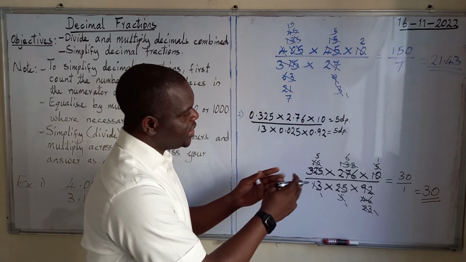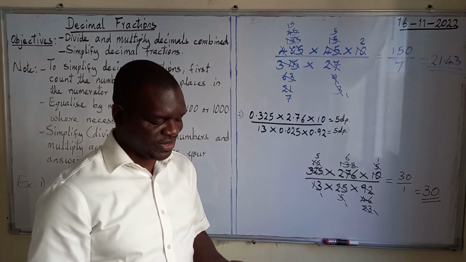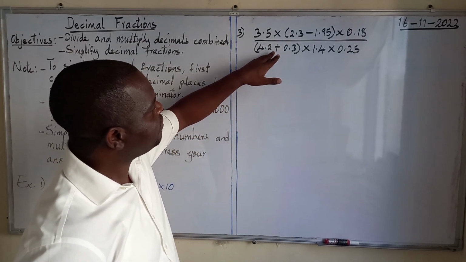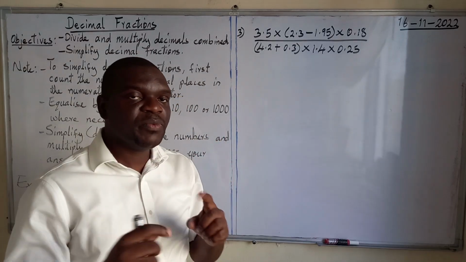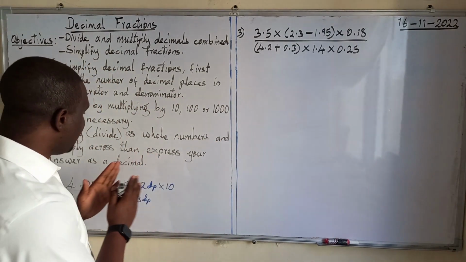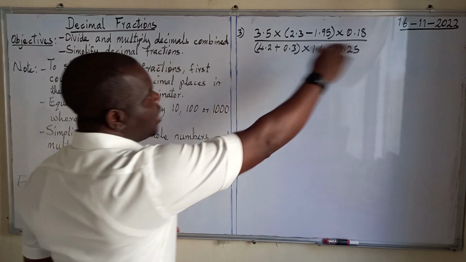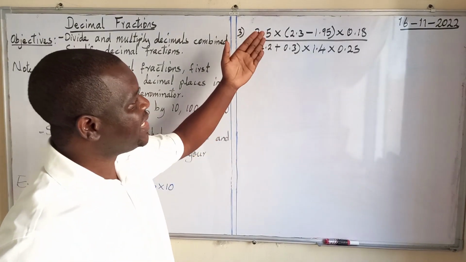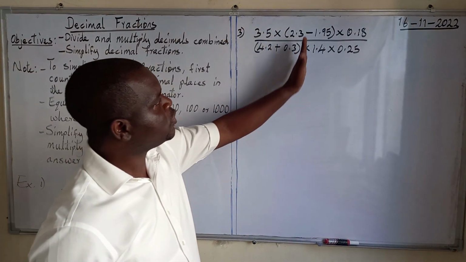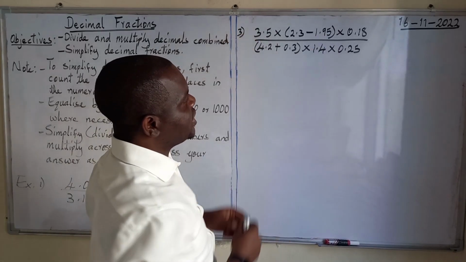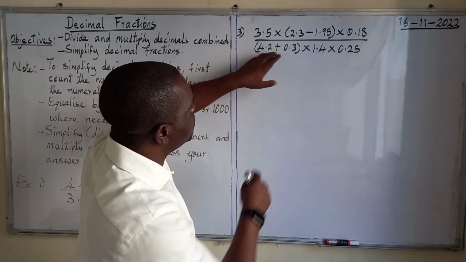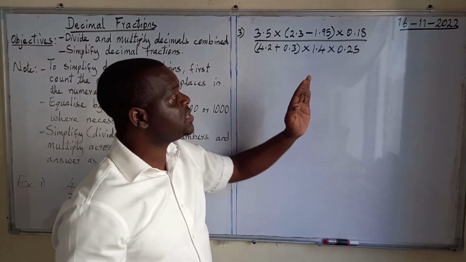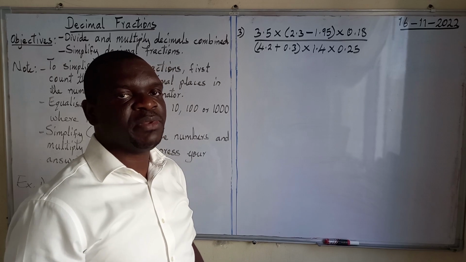Now let's go into the third example and see what happens. In this example, we realize that there is a mix of subtraction and addition. And here we have to be very careful, because when we have all multiplication, you can count the number of decimal places and go straight into simplifying. But at this point, we are going to first of all solve the subtraction, that's what is in bracket, and the addition, which is also in bracket, before we restate, count the number of decimal places, and proceed with simplification.